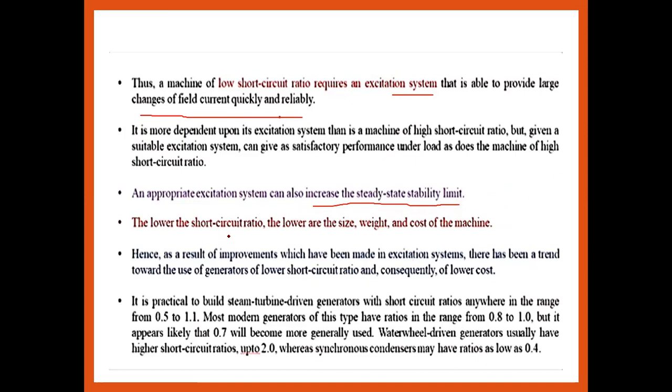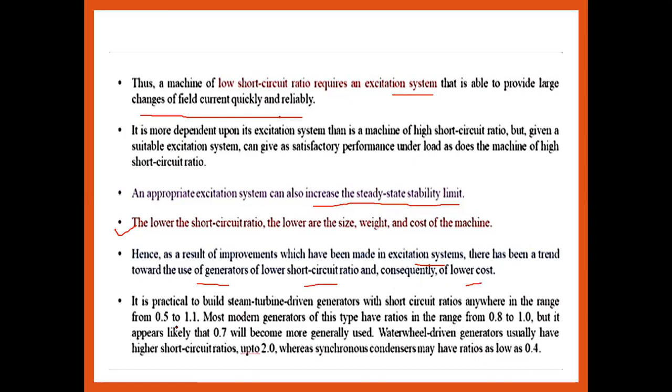Okay, so the lower the short circuit ratio, the lower is the size, weight, and cost of the machine. So the short circuit ratio should be as low as possible, जितना कम शॉर्ट सर्किट रेशियो रहेगा, मशीन का कॉस्ट उतना कम आएगा, साइज एंड वेट, ऑल द पैरामीटर्स शुड बी लो, but at the same time the steady state stability of that machine would be affected. Hence the improvement made in the excitation system can be utilized toward the generator to lower down the short circuit ratio, consequently lowering the cost.